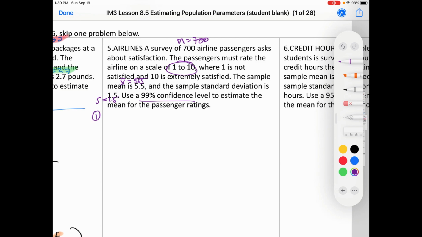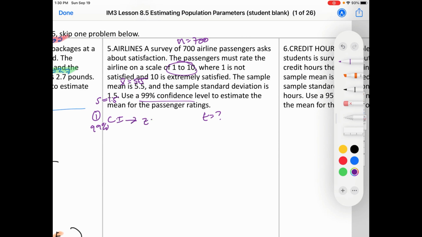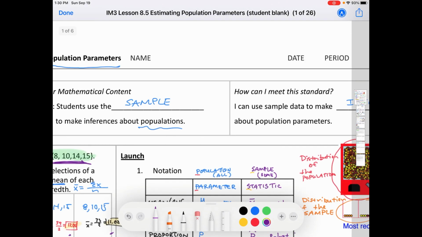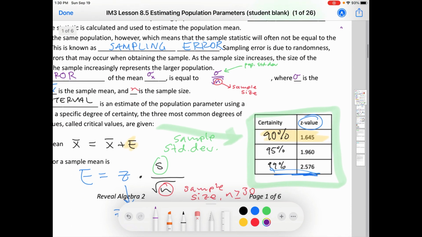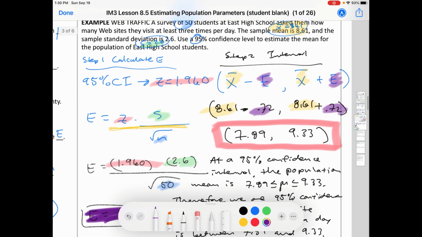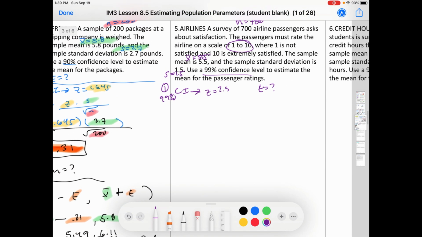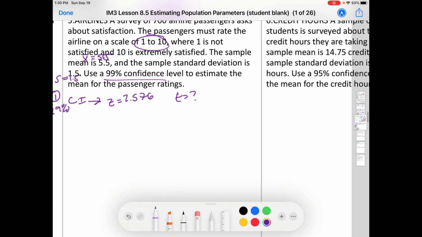So first thing I'm going to do is find E, but to find E, I need to find my z-score. My 99% confidence interval gives me a z-score. Let's look back at my chart up here. 2.576. And then to find the E value, E equals Z times S over the square root of N.